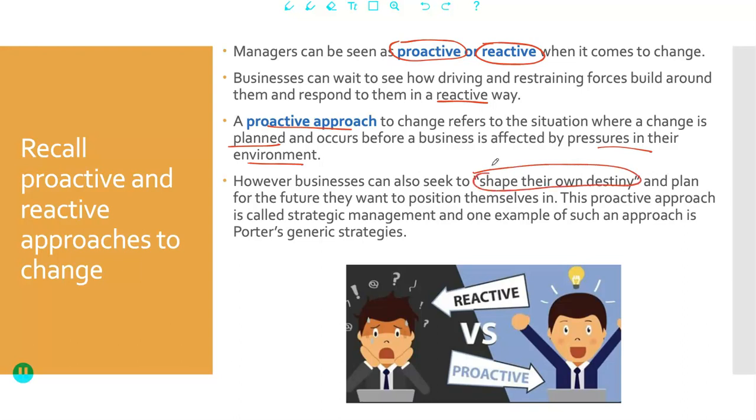Now, if we want to take this to the nth degree, this is where we're going to talk about adopting Porter's generic strategies. This is where the business plans for the future and thinks about what position they want to position themselves in. This is proactive, and it's called strategic management, because they're thinking strategically about where they're going to place themselves in their competitive landscape.